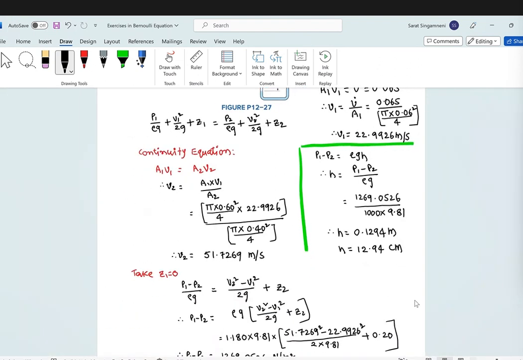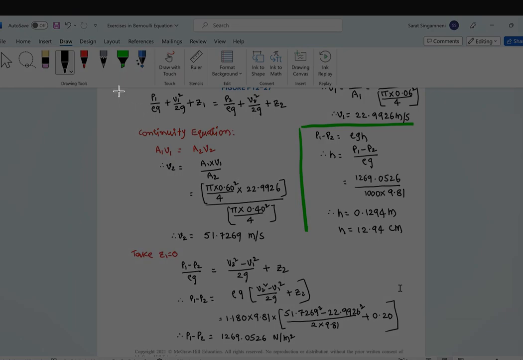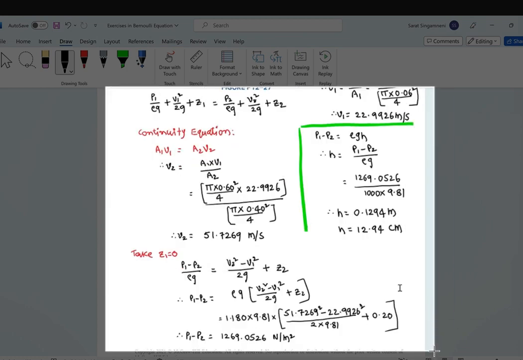What do you think? We are using the Bernoulli equation, the continuity equation, A times V is constant. And then we are using the manometer principle to calculate the height through which that pressure difference can be reflected.